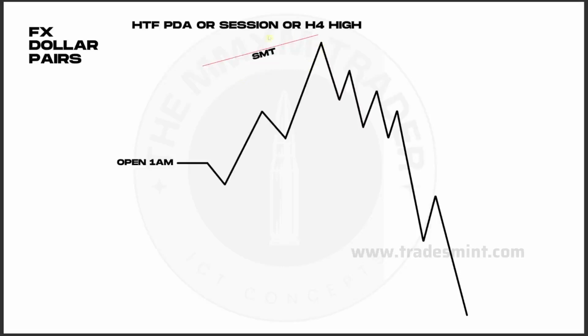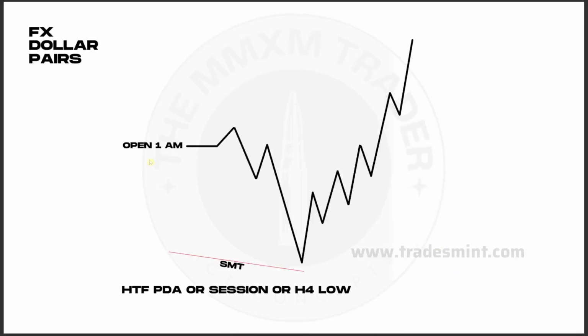Now on that high we want to see SMT formed, right? High probability for smart money reversal, never sleep on SMT, and then the 4-hour distribution should happen down lower. Now for a bullish example, we've got the 1 a.m. opening of that 4-hour candle, the London session candle. Price trades down lower into either a higher time frame PD array or a previous session low, which could be Asia session, or a previous 4-hour candle's low, and then with that SMT on that low, we want to see a distribution phase happen towards the drawn liquidity, which should be higher.